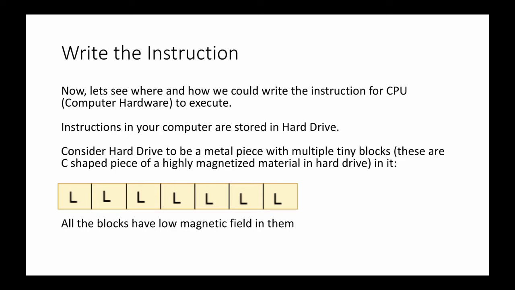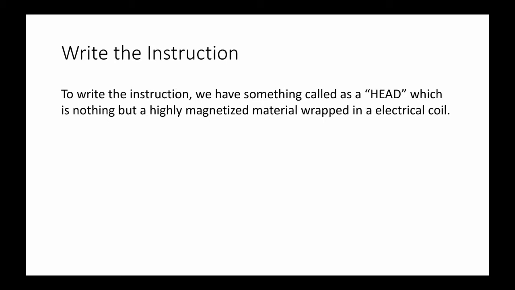So if you pass some current to it, you can actually create a high magnetic field in each of these blocks. Now, to write the instruction, we have something called a head. The head can be considered as a needle kind of thing, made of highly magnetized metal and wrapped in an electrical coil. You can move it around the metal piece which we have seen in the previous slides, consisting of multiple blocks. So you can move this head to a particular block in that metallic piece.